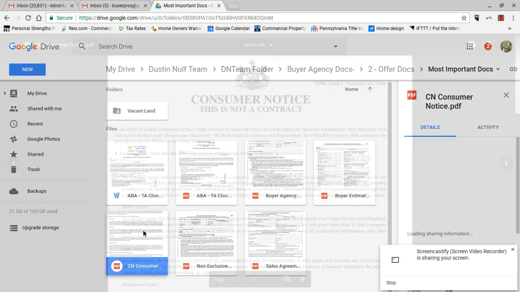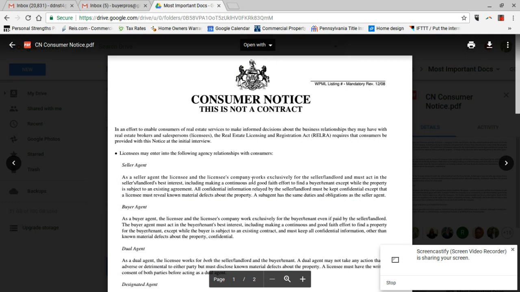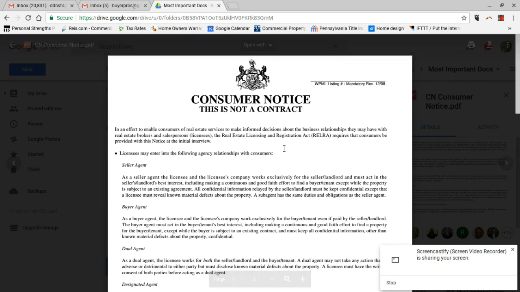The consumer notice, I guess maybe that would have been the best one to do first. So the consumer notice is the thing that you're supposed to have them sign before anything else, before you even talk to them. And this is a good way to figure out if a buyer is worth working with or not. If they're afraid to sign this and it says this is not a contract on it, if they refuse to sign that, then I don't even think I'd show them a house. It says right there it's not a contract.